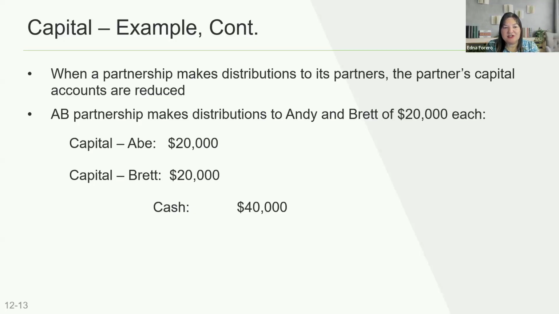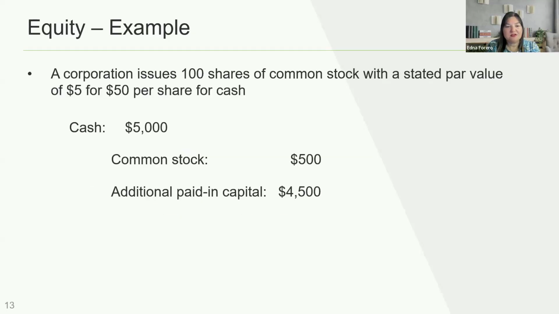The AB partnership will make a distribution, in this case to Andy and Brett, of $20,000 each. So we see now that there's a debit of $20,000 for each one of them, and then they use cash to pay out that $40,000. Okay. So again, making sure that we understand where those come from.